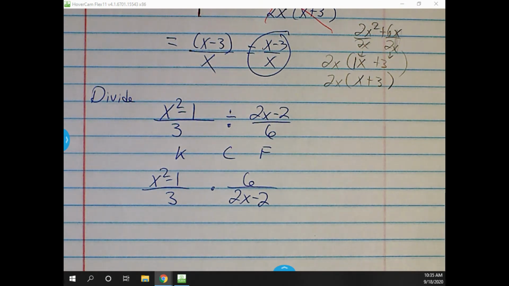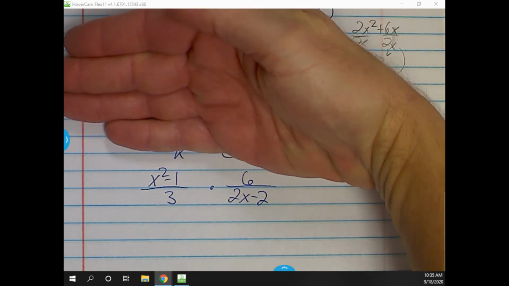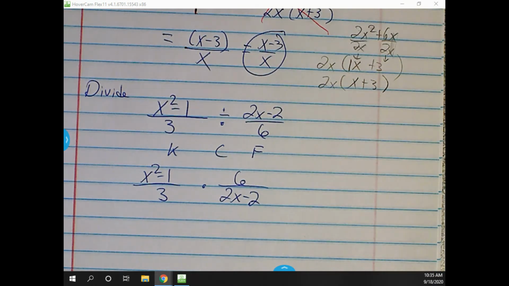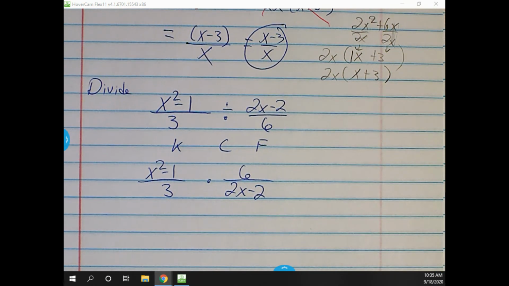Now, if you have a problem that's in the homework or in the test, if it's already a multiplication problem like this, you can just start factoring and canceling. But if it's division, you have to rewrite it first to make it a multiplication problem. Once you're here, now you start factoring and you start doing the canceling, whatever you want to do.